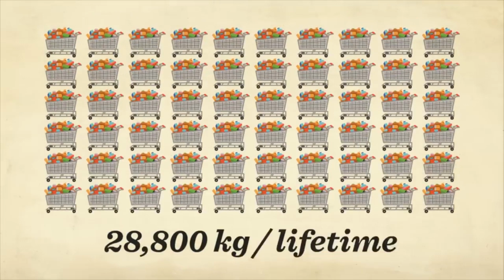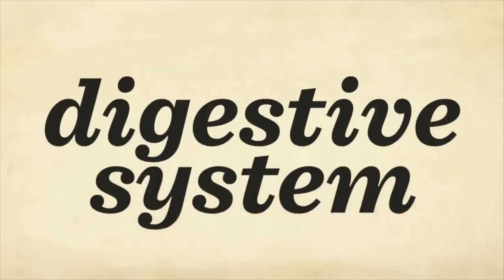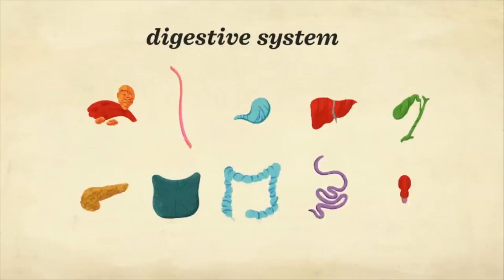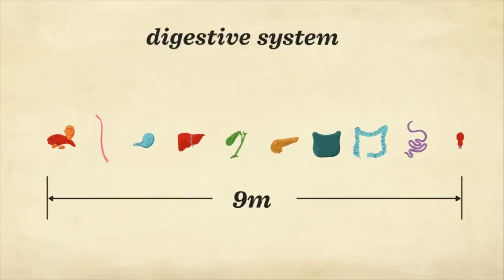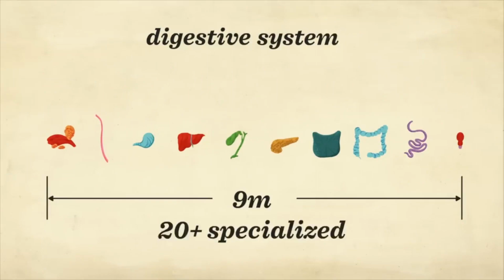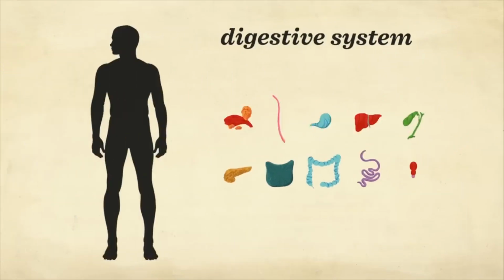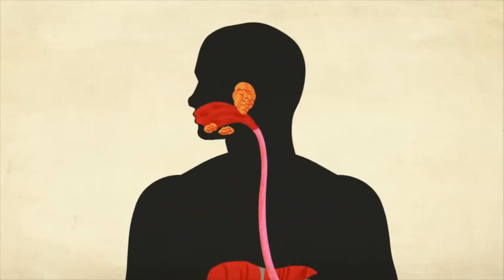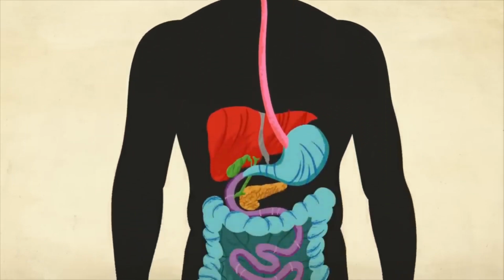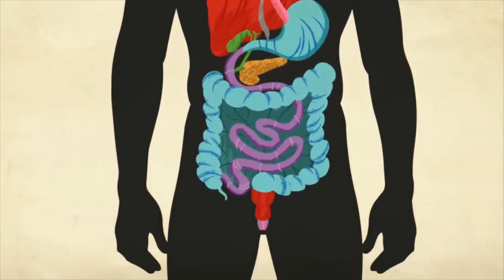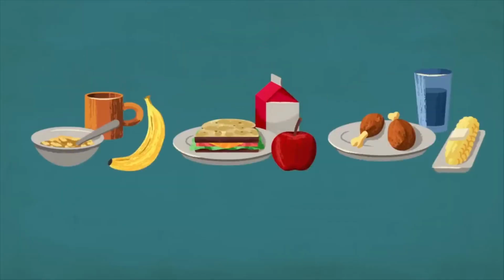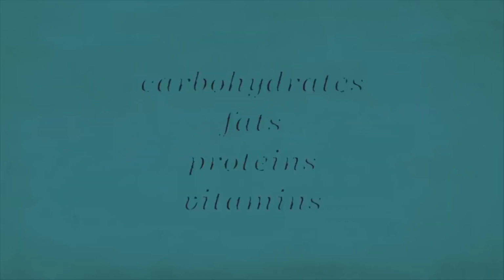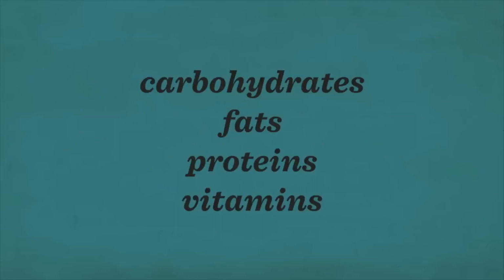And every last scrap makes its way through the digestive system. Comprised of 10 organs, covering 9 meters, and containing over 20 specialized cell types, this is one of the most diverse and complicated systems in the human body. Its parts continuously work in unison to fulfill a singular task, transforming the raw materials of your food into the nutrients and energy that keep you alive.